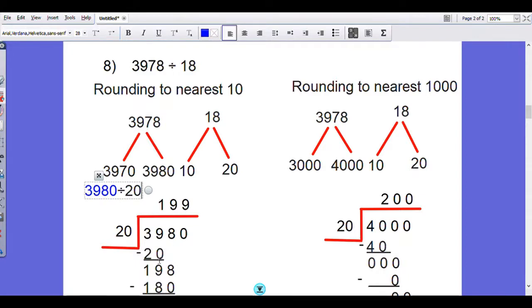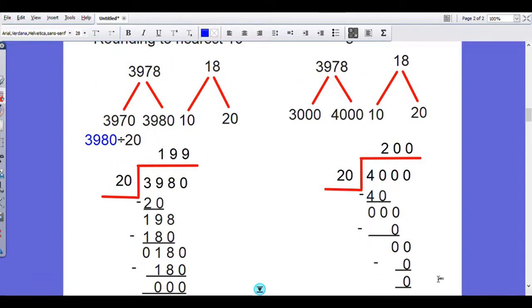Now 2 times 20, 40, 39 minus 20, 19. 8 from here, so 198. Now 20 times 9 is 180. Now subtract 198 minus 180. So 8 minus 0, 8, 9 minus 8, 1. Now 0 from here, 180. So the estimate quotient for this division, nearest to 10, is 199.